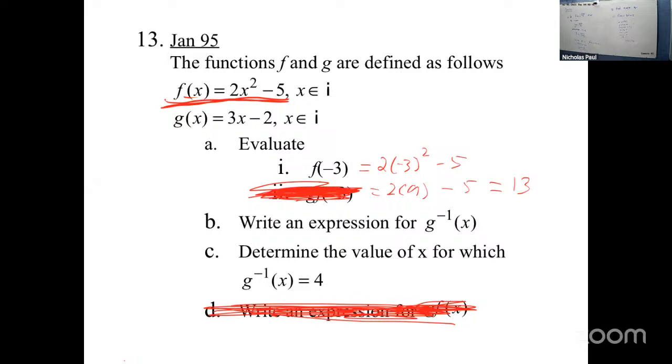Find g inverse. The function we're using is what? How do we find g inverse? By using which one? Function 1 or function 2? Function 2. Hurry up. And then check part C.